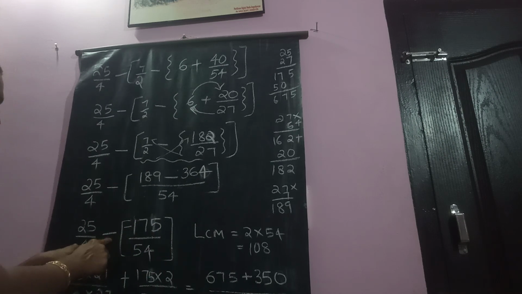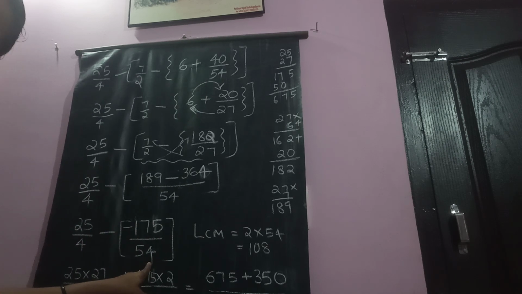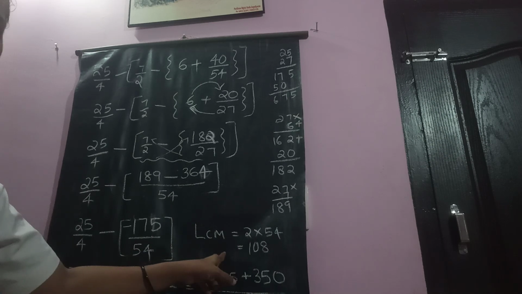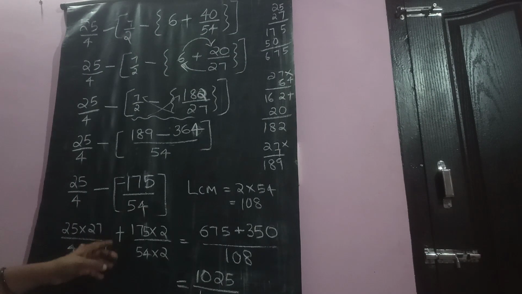Already there is a negative sign in front of the square bracket. So negative of negative becomes plus. So 25 by 4 plus 175 by 54. Again cross multiplication rule or LCM method. Teacher here applied LCM method. Why? Because we need to find out the method easily, calculation easily, no? That's why teacher did so.